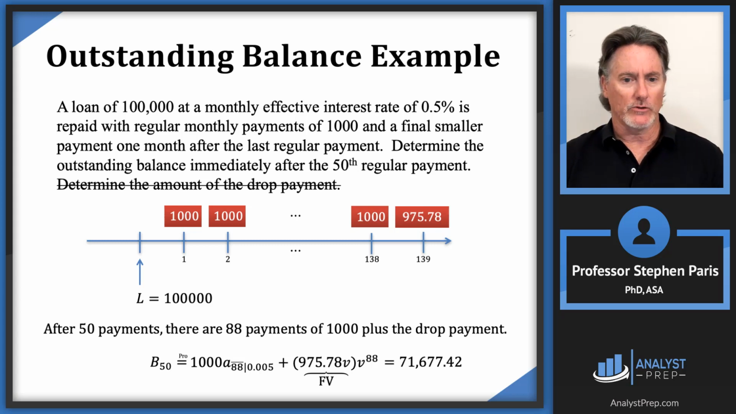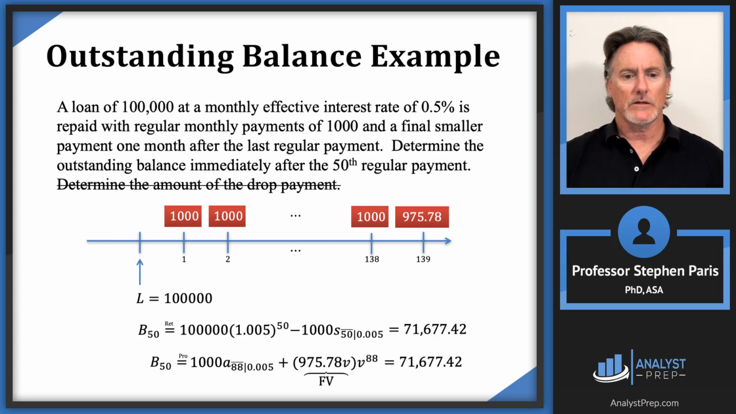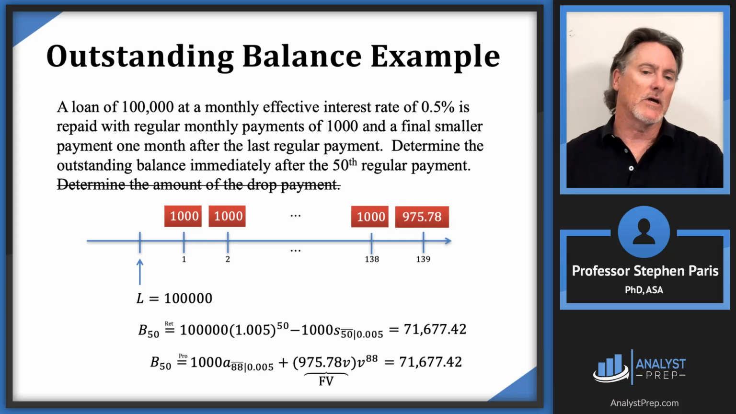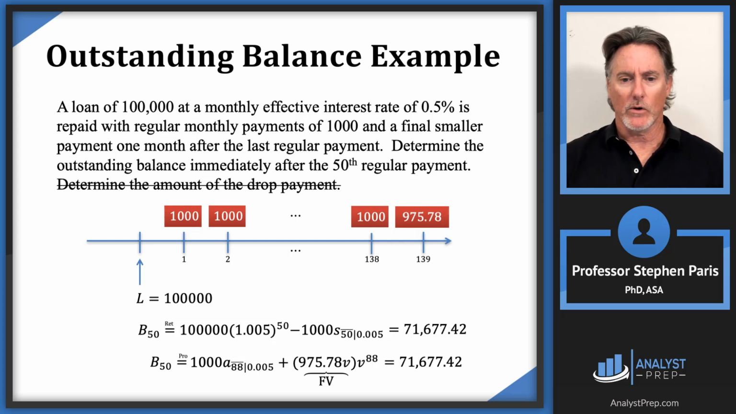Now that I know what the drop payment is, there are two ways to get the balance at time 50: a retrospective and a prospective. But of course, with the original problem, the retrospective method was much easier, much more efficient, because with the prospective method you would have to first calculate the amount of that drop payment, and that's just going to take you more time. So the way the problem was originally worded, to determine the outstanding balance after the 50th regular payment, I would not do anything with the drop payment. I would just do a retrospective calculation.